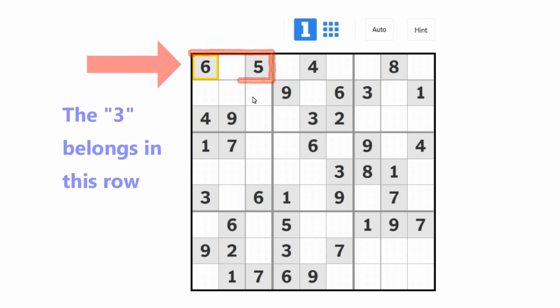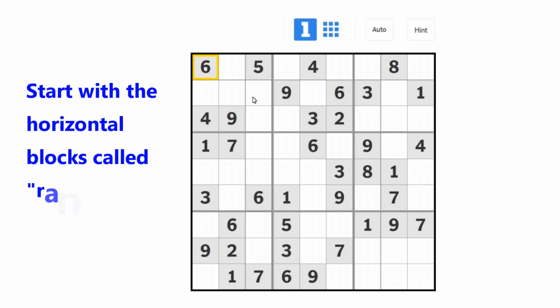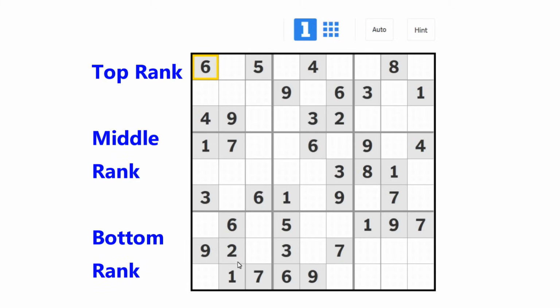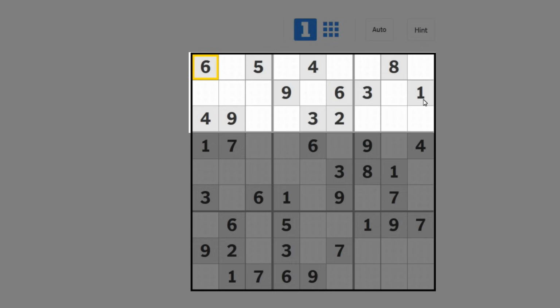So let's take a look at our first puzzle together. Now we start with our horizontal blocks. These are called ranks, the top rank, the middle rank, and the bottom rank. So let's start with the top rank, and we have here the number 1 appears only once, so we're going to look for numbers 1 through 9 that appear 2 times.